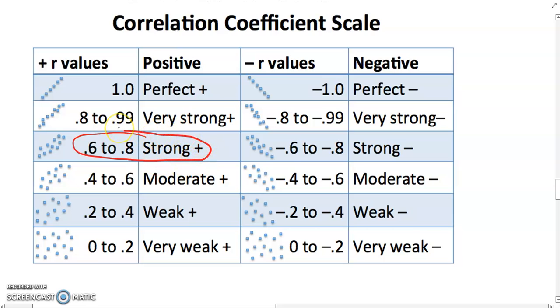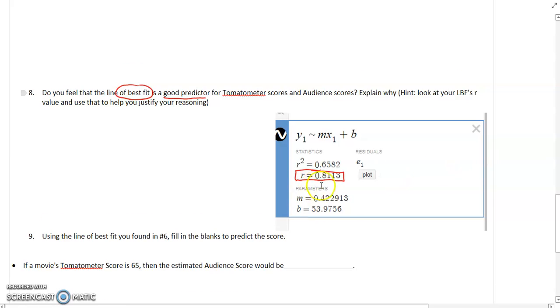So which means, to me, this would be a strong positive correlation. It means that the correlation is pretty decent. It has a positive trend to it, but it's not exactly a straight line. So that's what we're going to go with in my analysis for this next part.